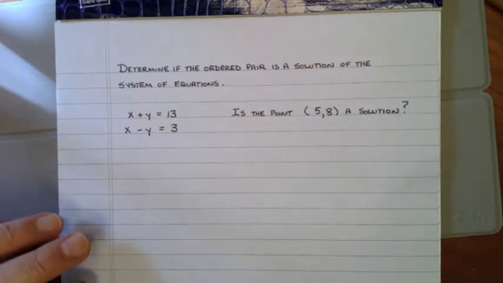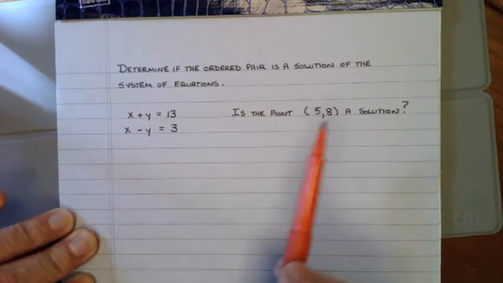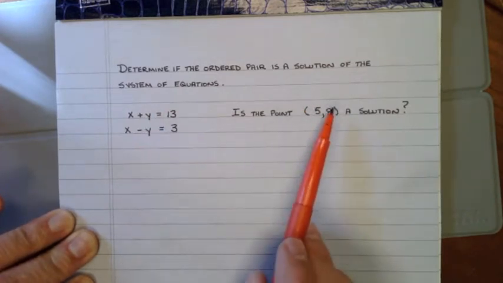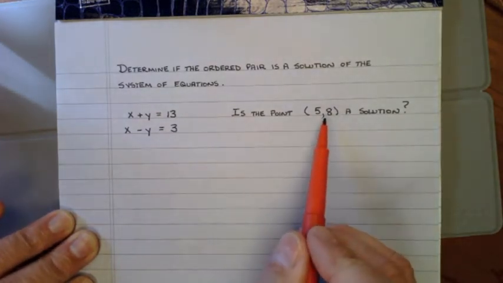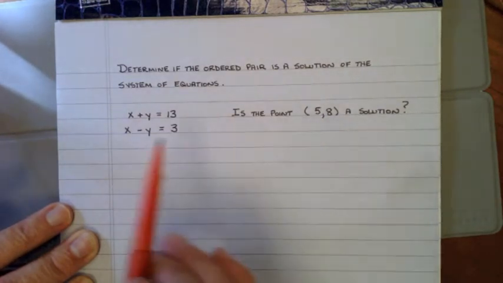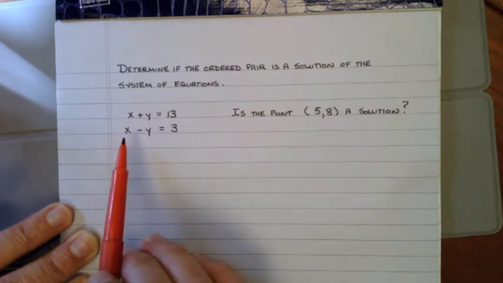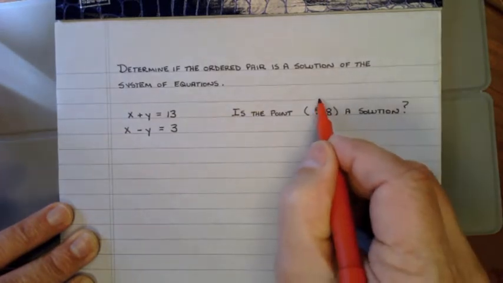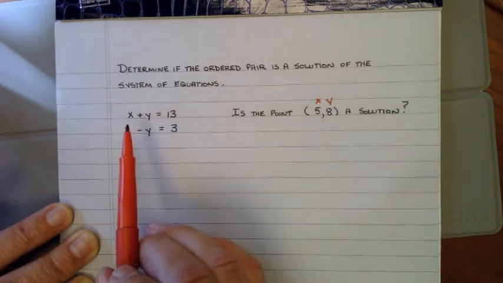What we need to do here is this. They're going to give you two lines, and they want to know whether or not this point is on both of these lines, whether or not this point is where these two lines intersect. So what we're going to do is use these numbers right here, plug them into the appropriate spots, and see if it works for both equations. Now remember, a point consists of an x-coordinate and a y-coordinate. That's going to tell you where the numbers go in each one of these equations.